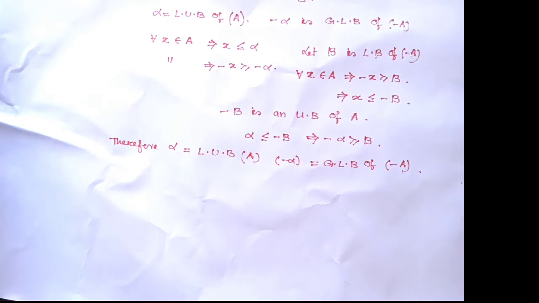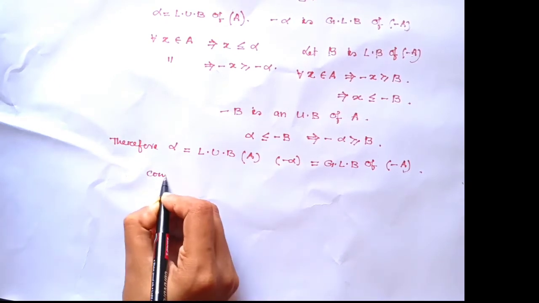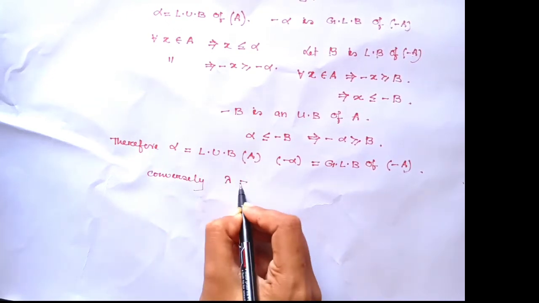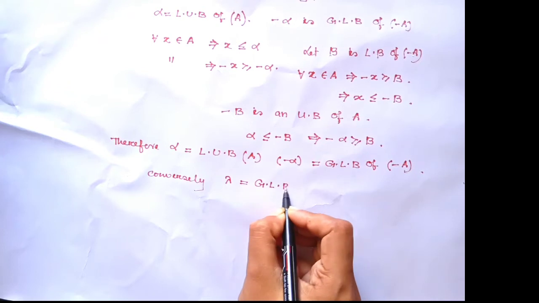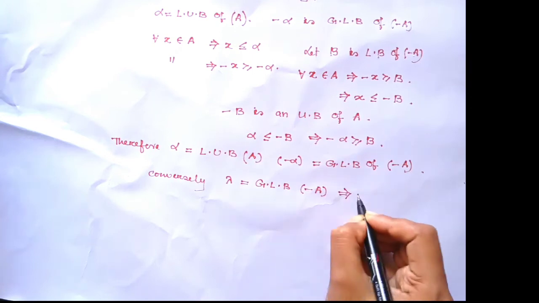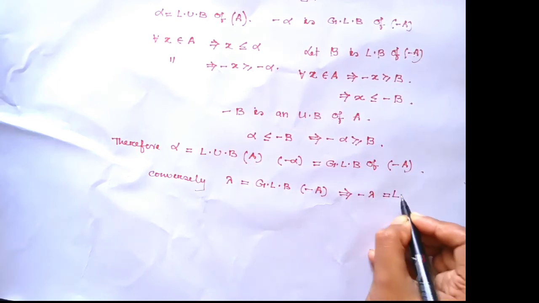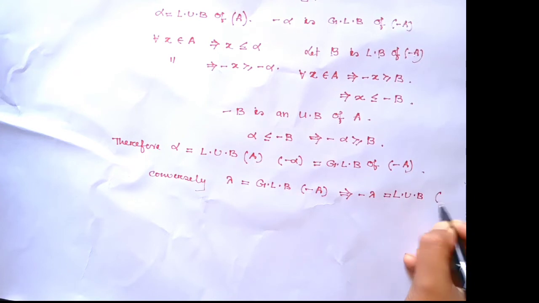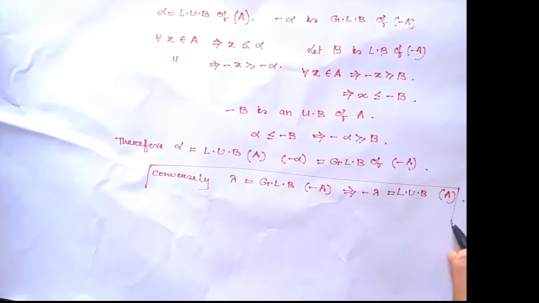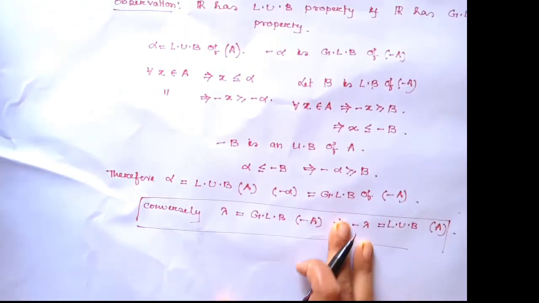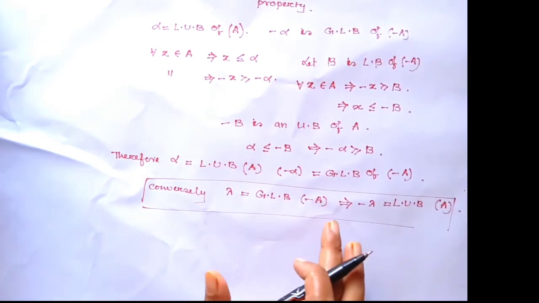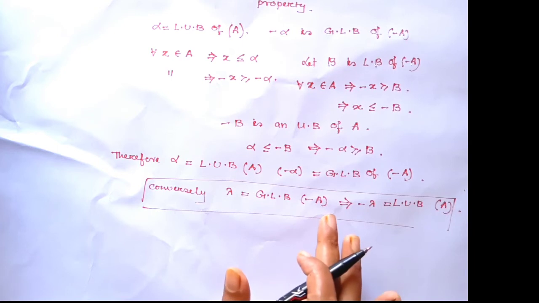Now conversely, if lambda equal to GLB of minus A, that implies minus lambda equal to LUB of A. This is the converse proof, and the proof is similar. So I leave it for my viewers. Just try it.